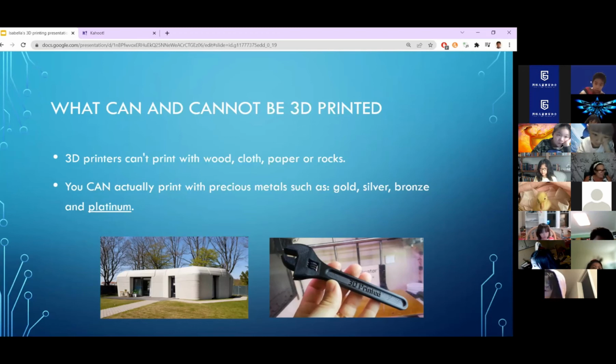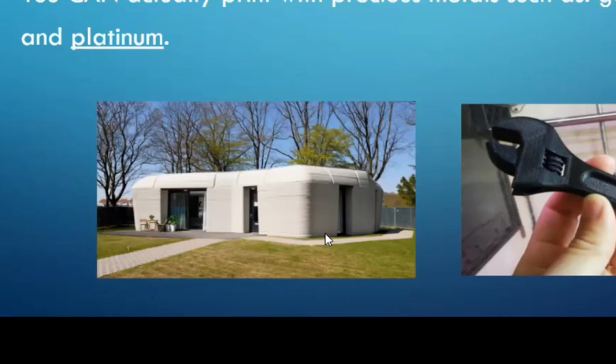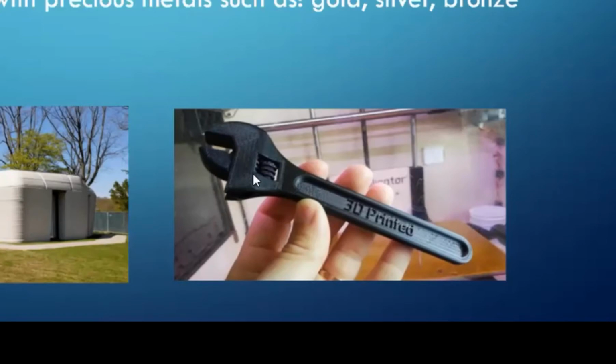Oh, okay. Thanks, Amy. All right, so down here, believe it or not, this is a 3D printed house that people can actually live in. You can see the walls are 3D printed, and so is the basic design. And down here is a 3D printed tool. You can see it says 3D printed here.